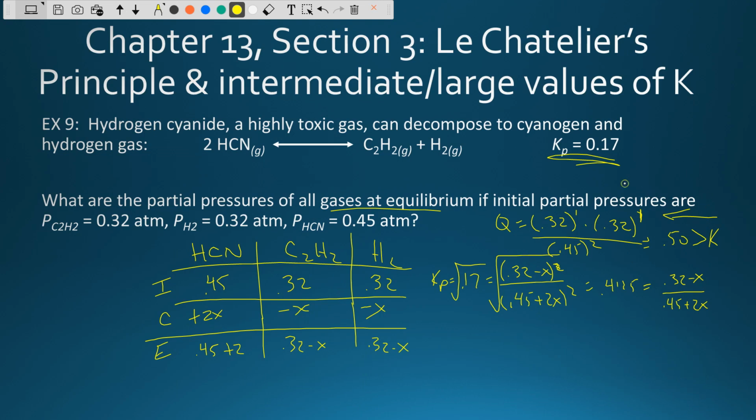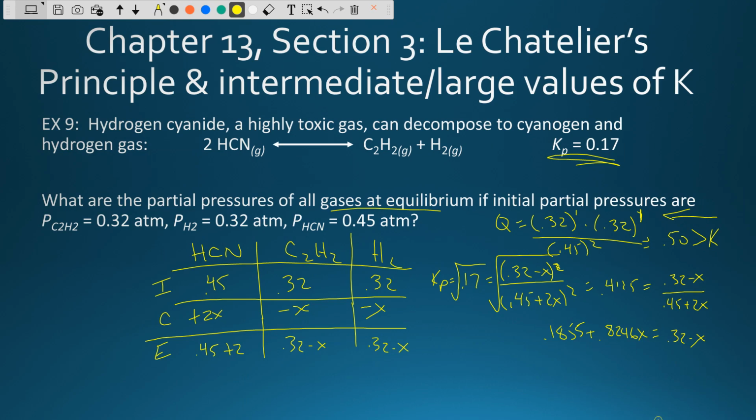This is a value that's kind of big, so I wouldn't say that we would necessarily disregard it in this case. And in fact, we don't really need to because I can just do simple math. Let's get this by itself. Let's multiply both sides by this. So I end up in this case with 0.1855 plus 0.8246x. That will equal 0.32 minus x. I just multiplied both sides.